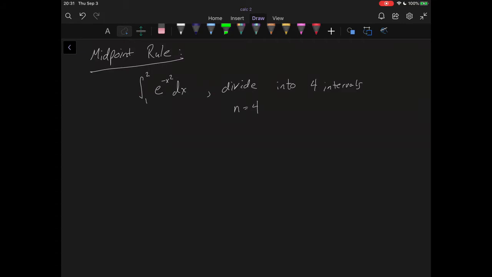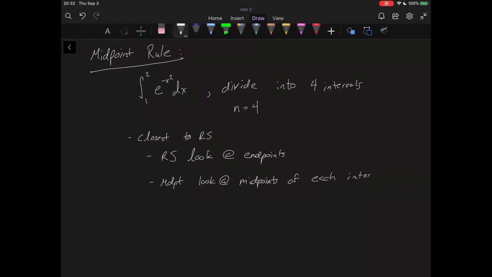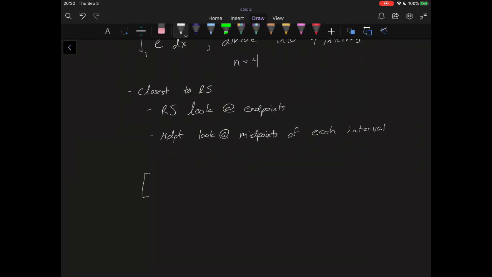So let's look at the midpoint rule. So the midpoint rule is the closest possible one to the Riemann sum. But instead of looking at the endpoints, like the Riemann sum does, what we're going to be looking at, creatively, the midpoint rule, looks at the midpoints of each interval. So we're doing the same exact procedure as the Riemann sum, except we're looking at the midpoints instead of the endpoints of the interval themselves.